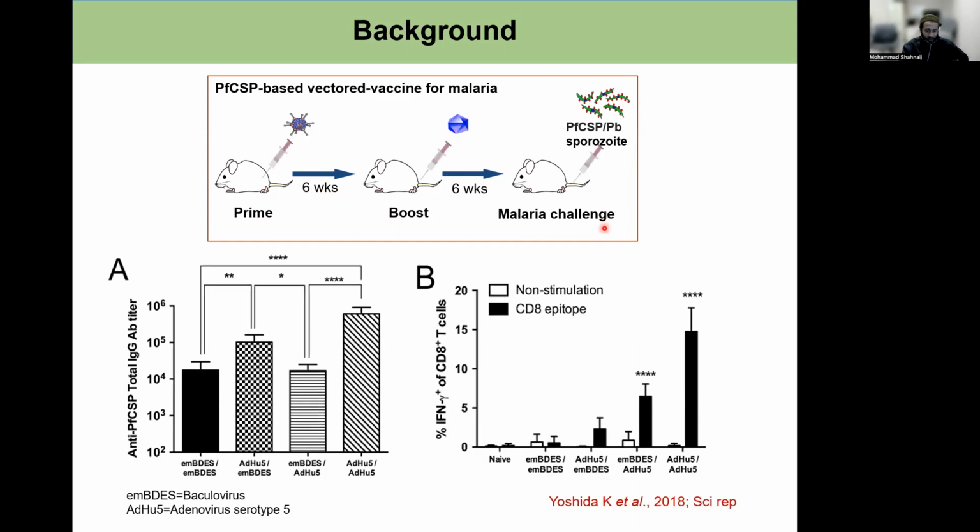In our lab, we tried baculovirus with adenovirus. So we tried different permutations and combinations of prime boost using the adenovirus, adeno-associated virus, and baculovirus. And we found that the protective efficacy and the immune response with the adenovirus is the maximum. So in my study, we plan to use this adenovirus as a priming agent.